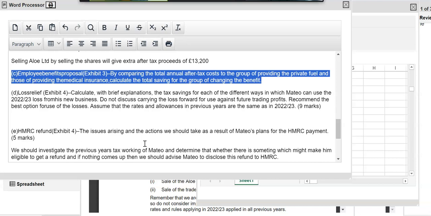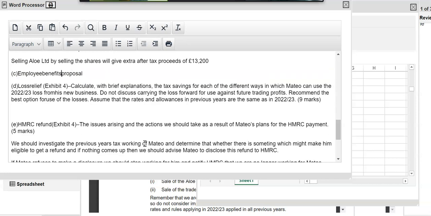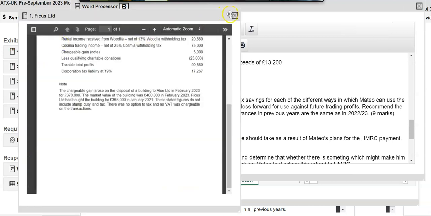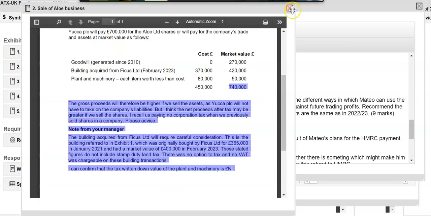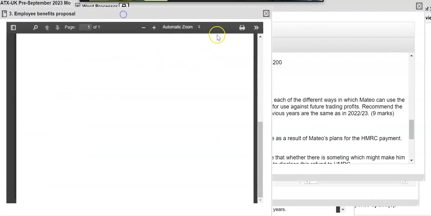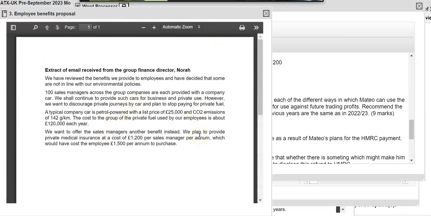So I'll be deleting all this. So just employee benefit proposal. So that's my new heading. That's my part C. So let's go to the next exhibit and let's kill all others. Okay, please go ahead.